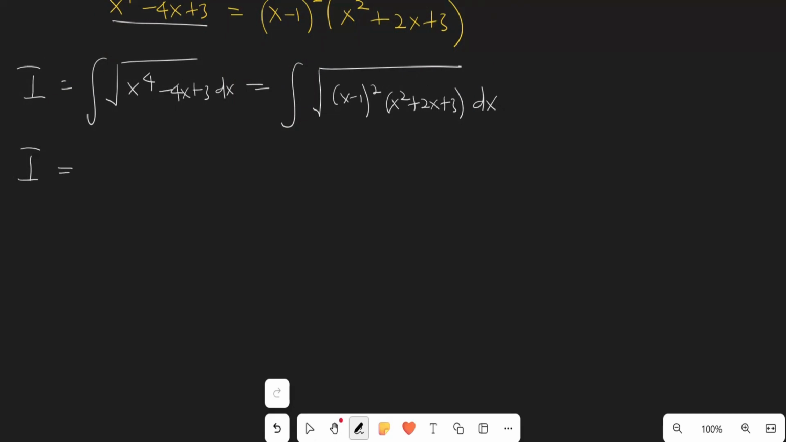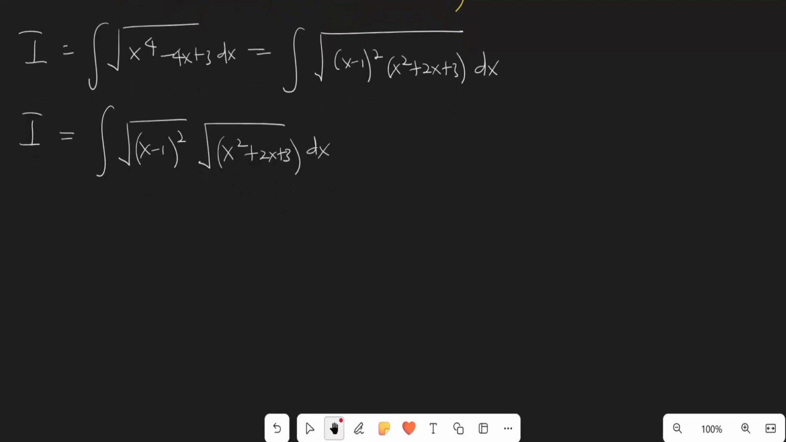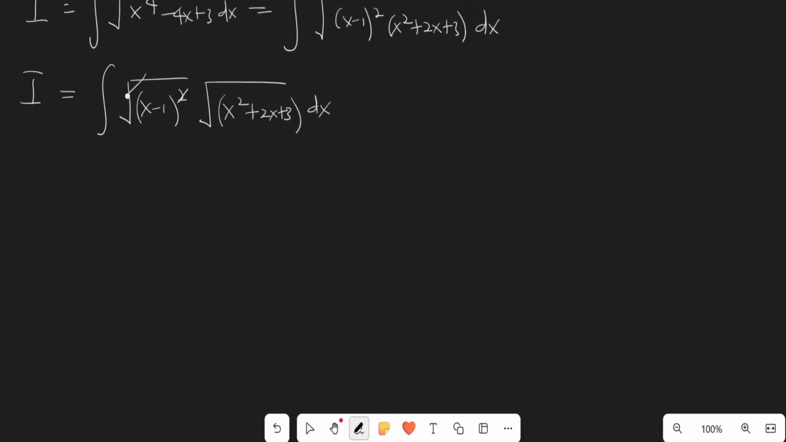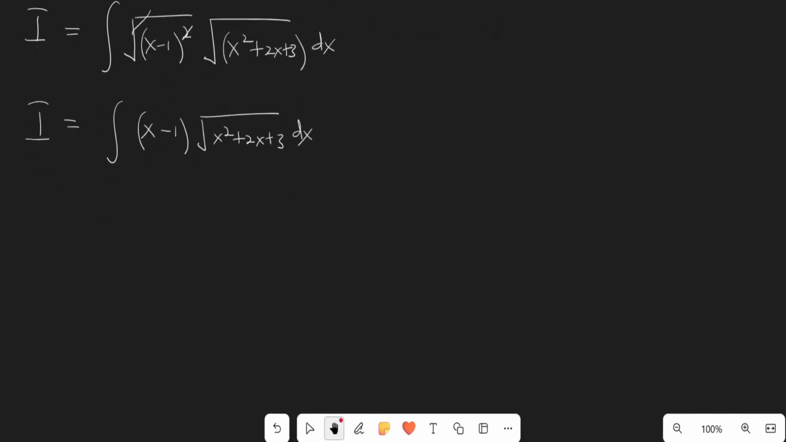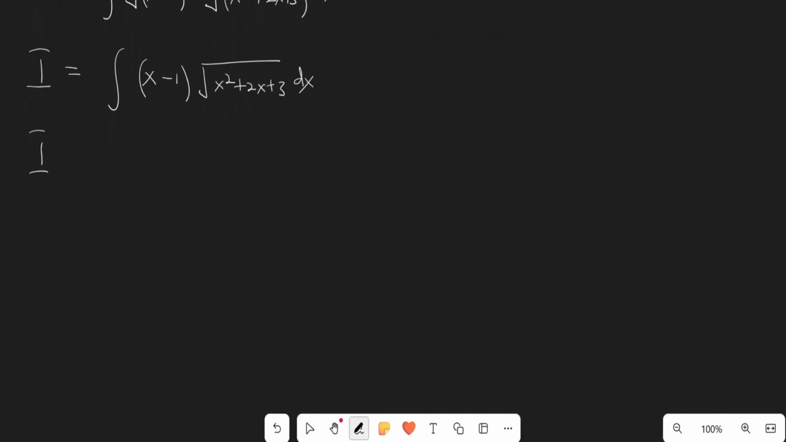So I is going to be equal to the integral. This one can now be split into two different roots. We have the square root of (x minus 1) squared, and then the square root of x squared plus 2x plus 3 dx. So this one cancels this, and then we have I equal to the integral of (x minus 1) multiplied by the square root of x squared plus 2x plus 3 dx.